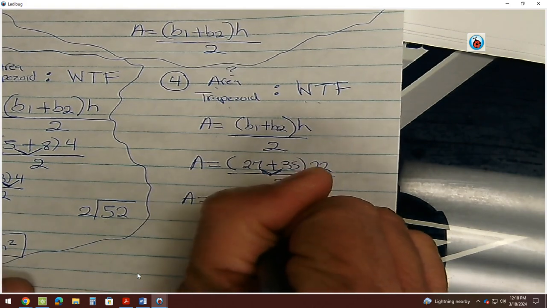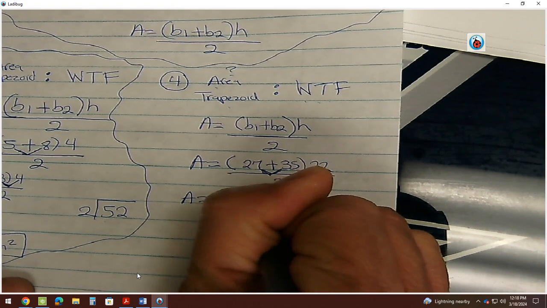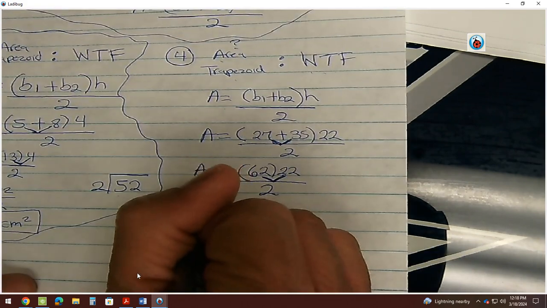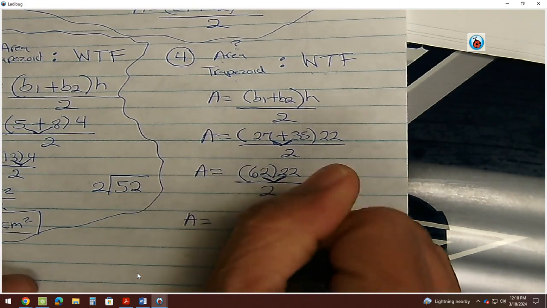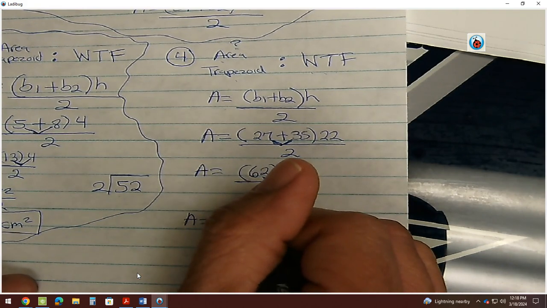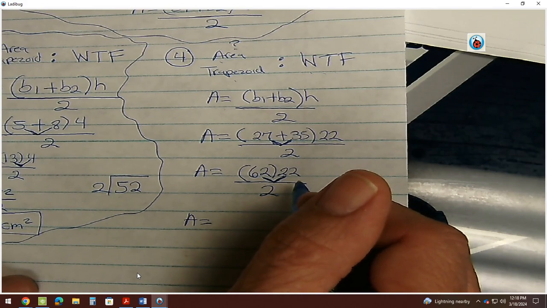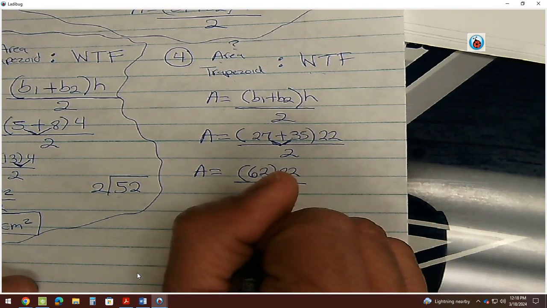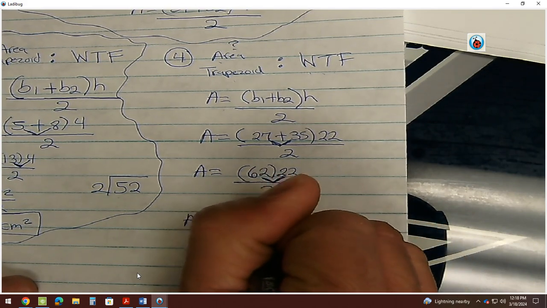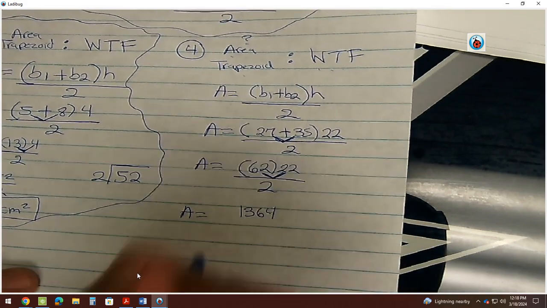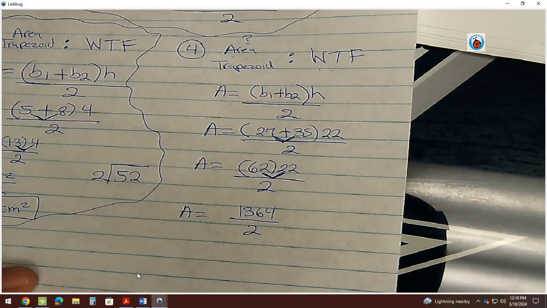Multiply 62 times 22. Put that caret right there, and tell me how much you get when you multiply 62 times 22. 1,300? That sounds wrong. 62 times 22. Come on, guys, you have a calculator. 1,364. Am I done? Everything comes down.